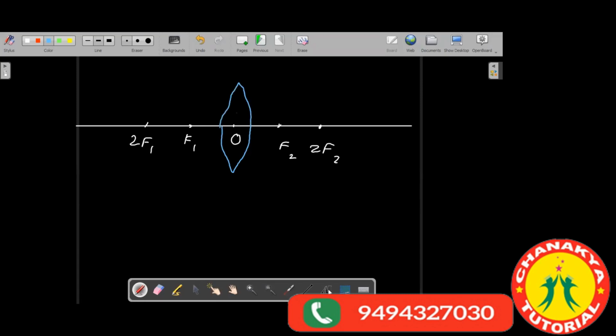We have this lens and we keep the object between F and 2F. So here we have kept the object anywhere between F and 2F. Let's try to make the image. Again, we'll follow the rules here. We'll use a ray of light passing parallel to the principal axis. It will pass through focus after refraction. So after refraction, we have the ray of light passing through focus.